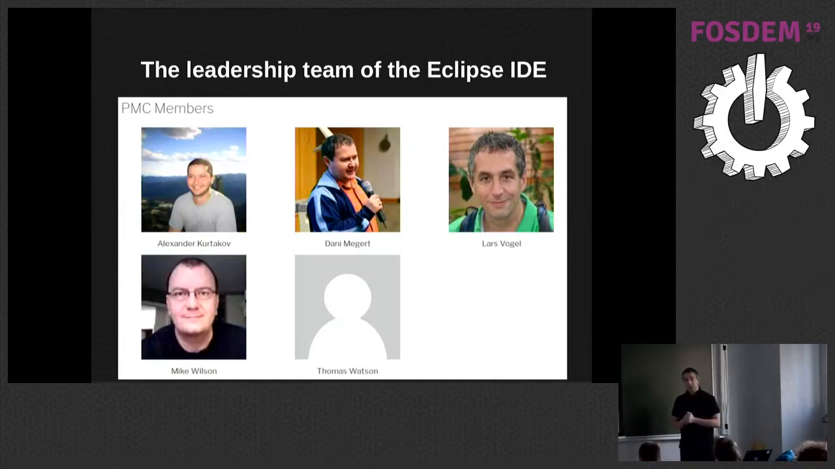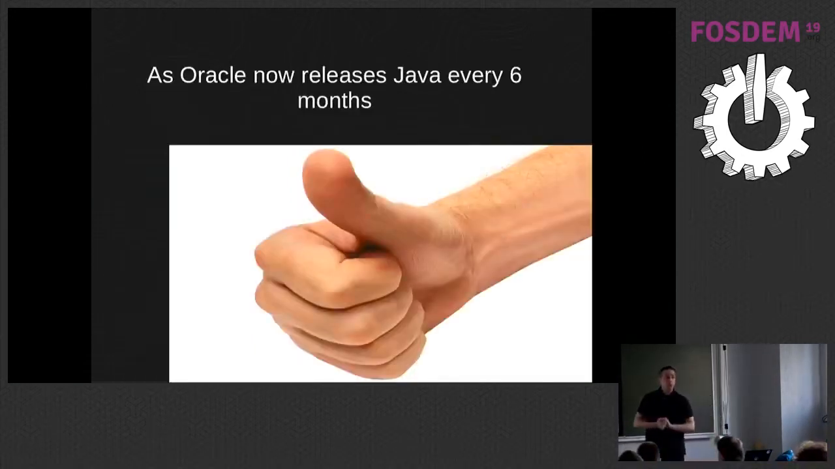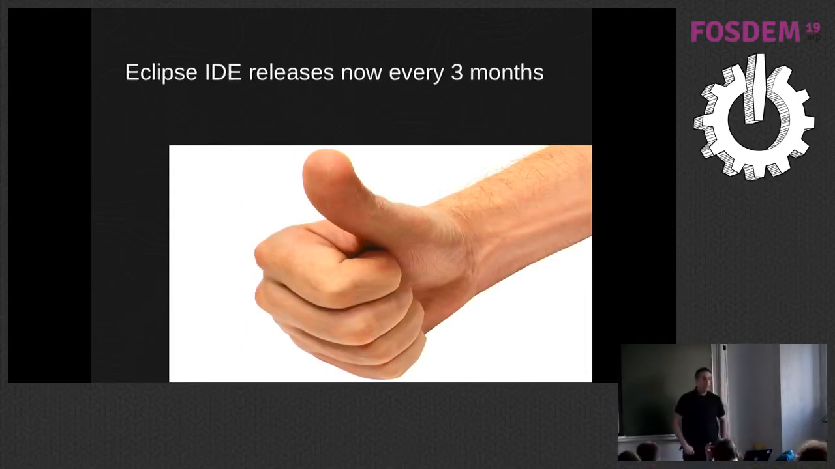For example, we recently had the discussion, should we accept code cleanup patches? There were a few developers who were a little bit concerned that that will affect the git blame functionality, so see who has changed this line with what commit. And there were two sides. Some people wanted to clean up, others wanted to preserve the history. They brought it to us and we decided code cleanup is more important than git history. As a direct result of Oracle deciding to release Java every 6 months, the Eclipse project decided that we release every 3 months.